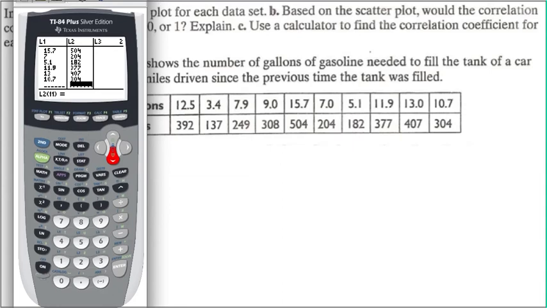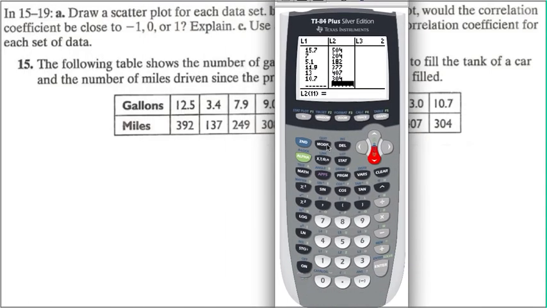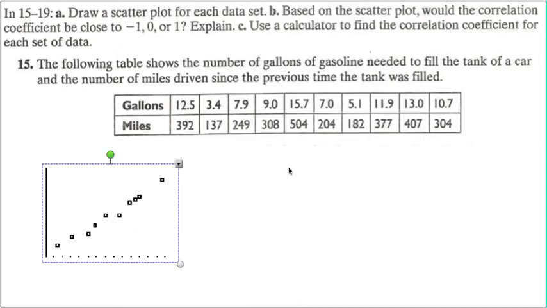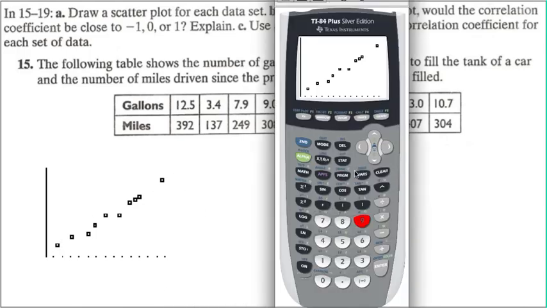so we want to do the scatter plot once again. So we're going to go for zoom step number 9. There it goes. That's our scatter plot. Coefficient of correlation seems to be positive. It's pretty strong. Let's actually use the calculator to calculate that.